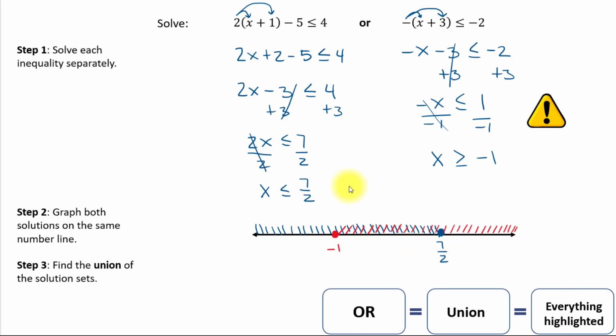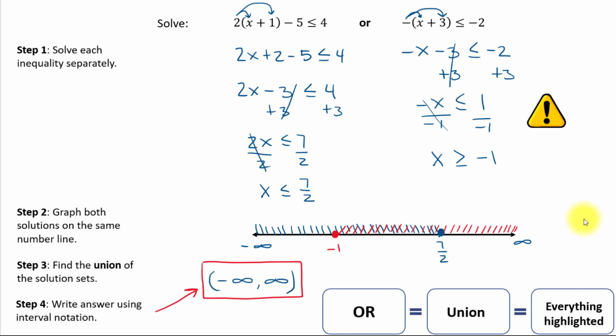How do we describe the solution using interval notation? Well, again, this graph shows that all numbers on the number line will represent solutions of the given compound inequality. In other words, it's the interval that starts at -infinity and goes all the way to +infinity. So as you can see, when you solve compound inequalities with the word or, you can get different types of answers. What's going to help you to get the right answer is to remember that the union of the solution sets is represented by everything highlighted on the number line.